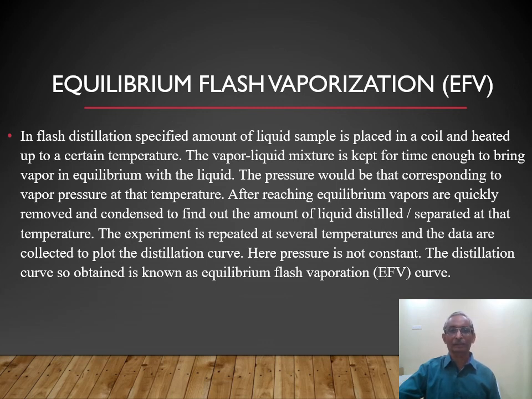Here they suggested that you take a specified amount of the liquid sample and heat it to a certain temperature. Immediately when the vapor is in equilibrium with the liquid, just release the pressure and collect the sample, noting how much quantity you have collected at the respective temperature. We require only that much data. This is a very tedious method, equilibrium flash vaporization, compared to TBP and compared to ASTM.